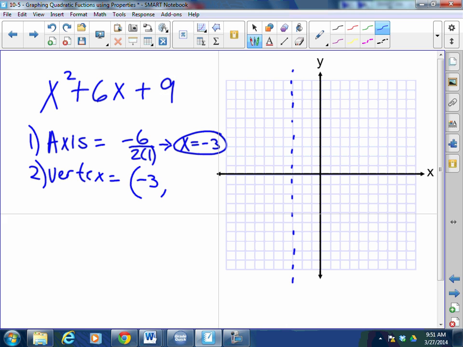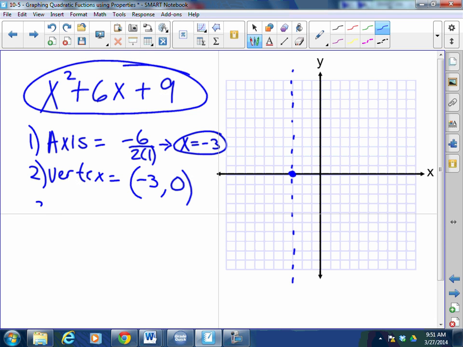Vertex is my negative 3 plugged into here. So negative 3 squared is 9. 9 plus 6 times negative 3 is 9 minus 18, which is negative 9. Negative 9 plus 9 is 0. So negative 3, 0. Guess what? What is my vertex also in this case doubling as? It's the x-intercept, right? In this case, the vertex is the solution, right?